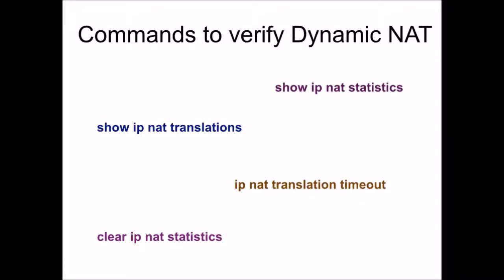Here are some commands to verify dynamic NAT. The show ip nat translations command displays all static translations that have been configured and any dynamic translations that have been created by traffic. Adding the verbose keyword displays additional information about each translation. The command clear ip nat translation clears all translations from the table. Another useful command is show ip nat statistics, which displays information about the total number of active translations.